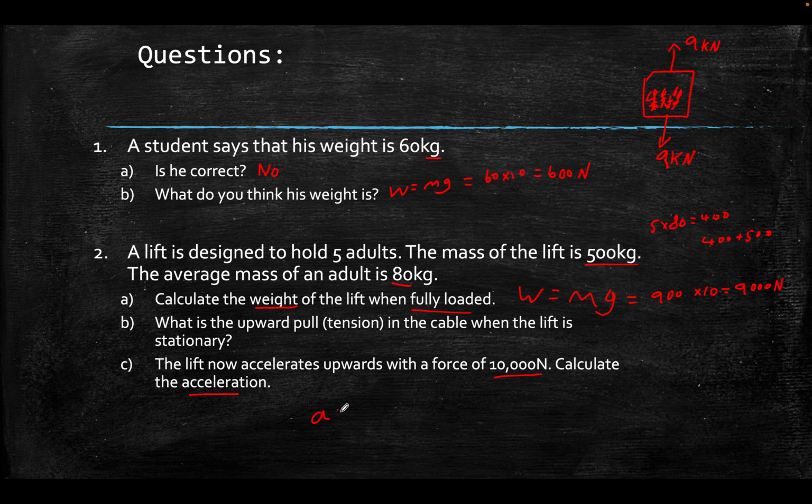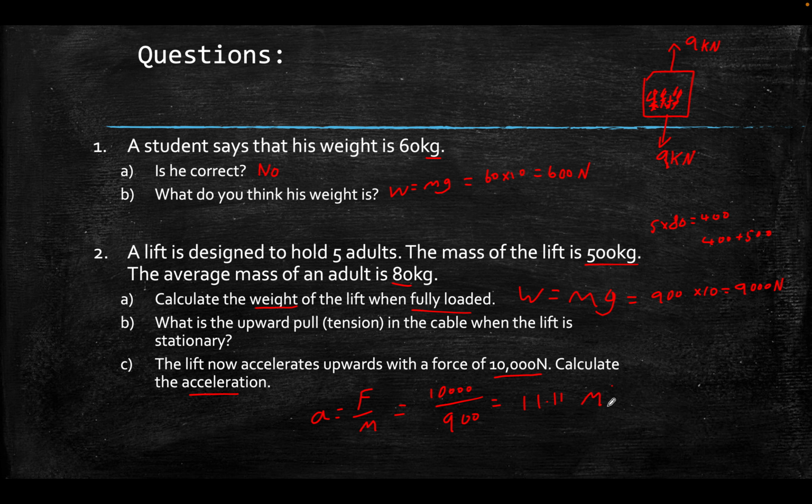So a equals F over m from the previous lesson. No problem. 10,000 newtons, and I'm going to divide that by the mass, not the weight, the mass, which is dividing it by 900. So now I'm going to take my calculator, I'll do 10,000 divided by 900, and I should get 11.11.